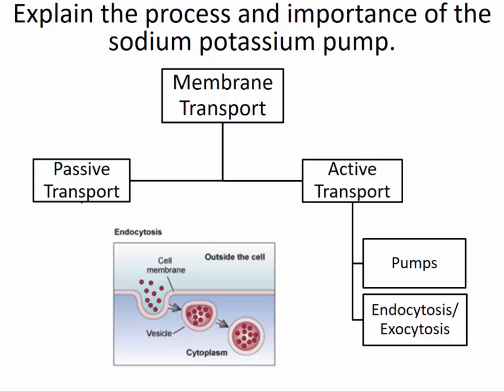In the image here, we have the plasma membrane with some red chemicals on the outside of the cell. We can see that the plasma membrane is moving in, and then will ultimately surround that chemical and form a vesicle. The vesicle then can move about the cytoplasm and bring that chemical to where it's needed in the cell.